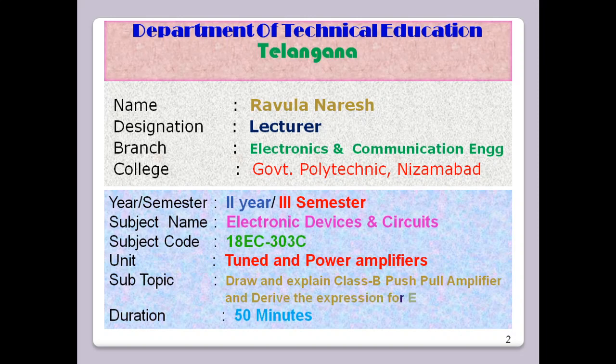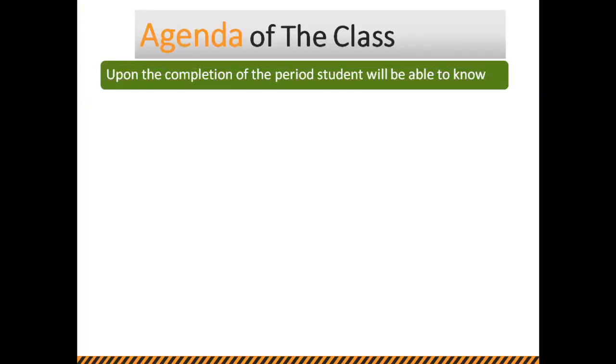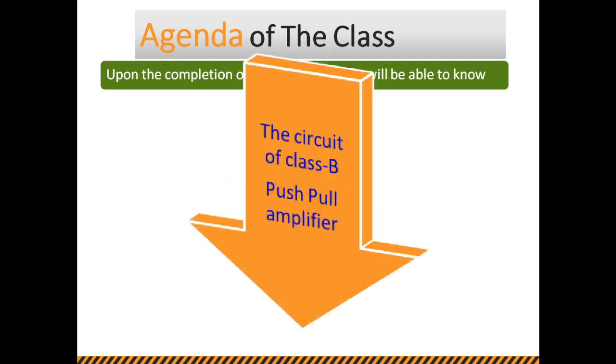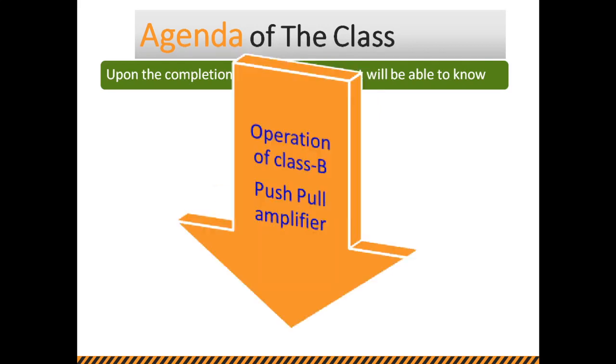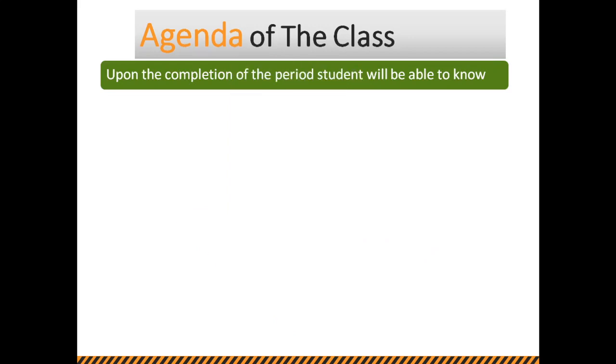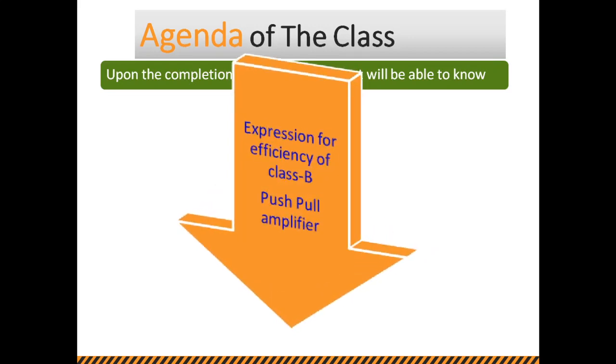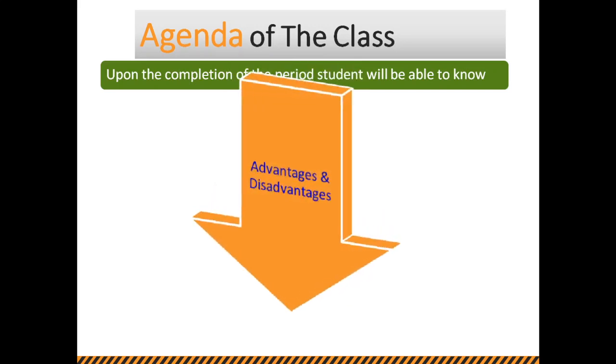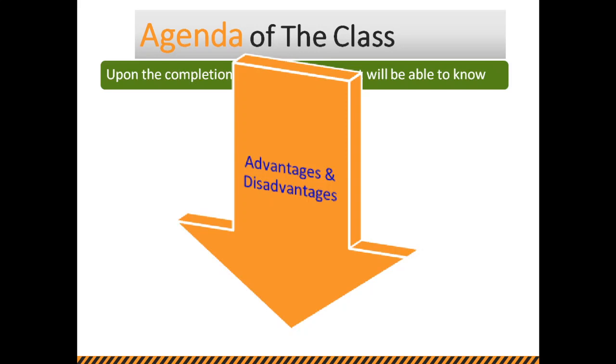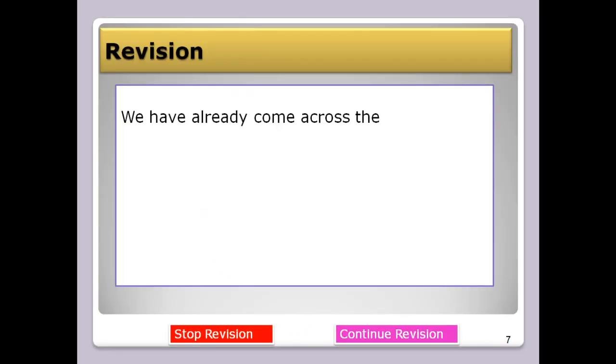So here under tuned and power amplifier circuits, we'll discuss the class B push-pull amplifier in today's class. The agenda of the class is, upon the completion of this period, you will be able to know the circuit of class B push-pull amplifier, operation of class B push-pull amplifier, expression for efficiency of class B push-pull amplifier, and advantages and disadvantages of the class B push-pull amplifier operation.